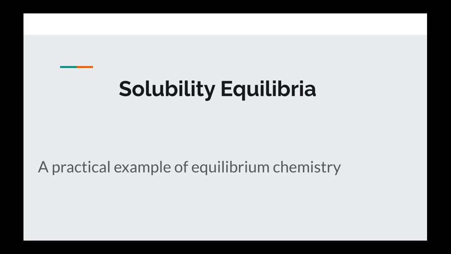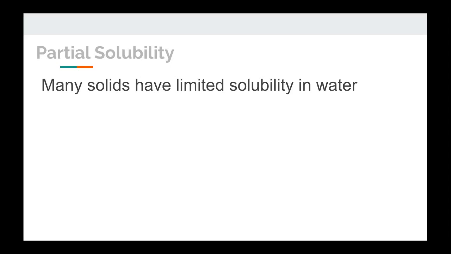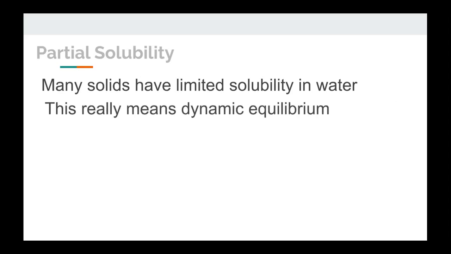Today's video is about solubility equilibria. So this is a practical example of equilibrium chemistry that's applied to substances that don't completely dissolve in water or some other solvent. Lots of solids have a limited solubility in water. What that really means is that they reach dynamic equilibrium before most of the solid has dissolved.